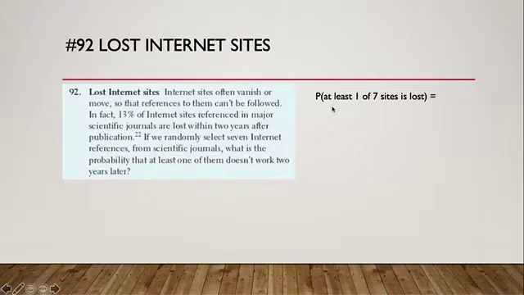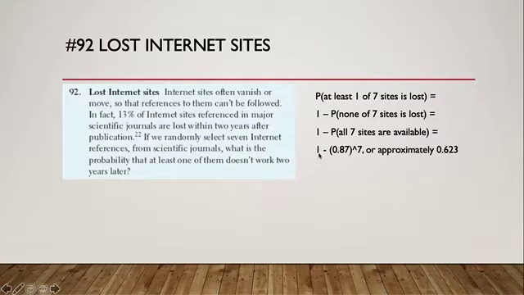Well, the probability that at least one of 7 sites is lost, or one of 7 sites doesn't work, that's 1 minus the probability that none of them is lost. Okay, the 13% is the probability of being lost. So in this case, I need 1 minus the probability that all 7 sites are available. To be available, I need to take the complement of this. That would be 87%. So I need to take 1 minus 0.87 to the power 7. And there we go. It's approximately 0.623.